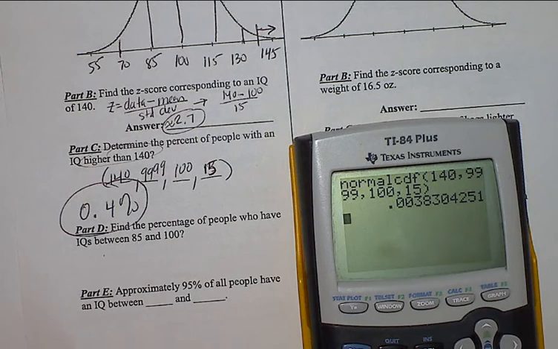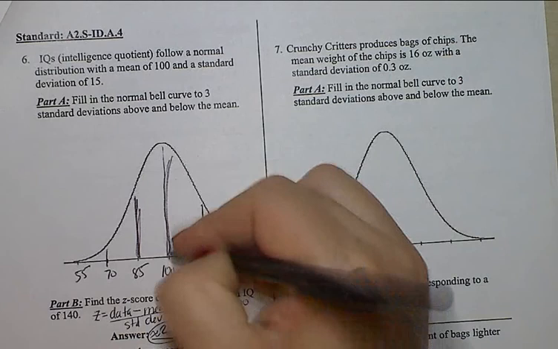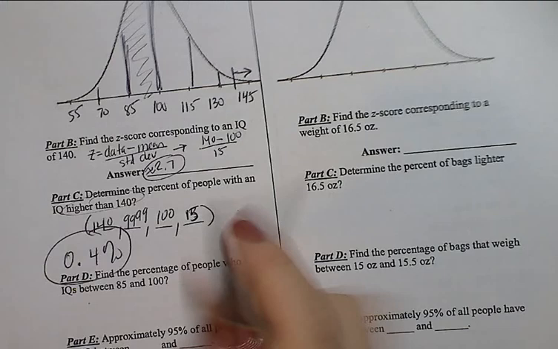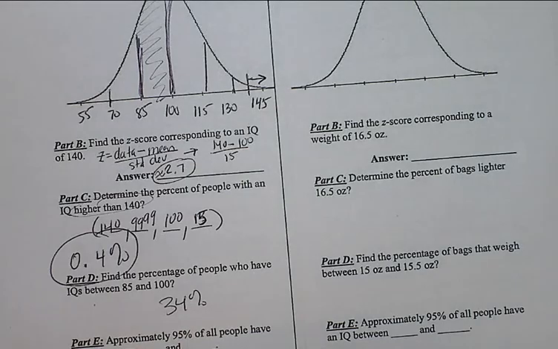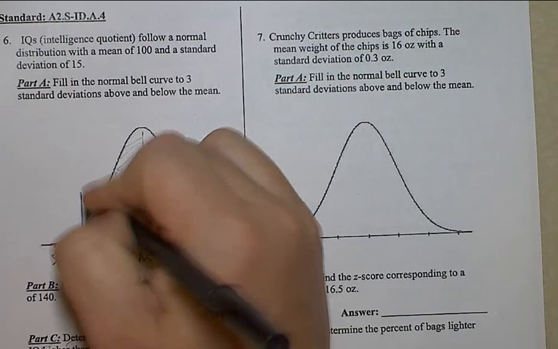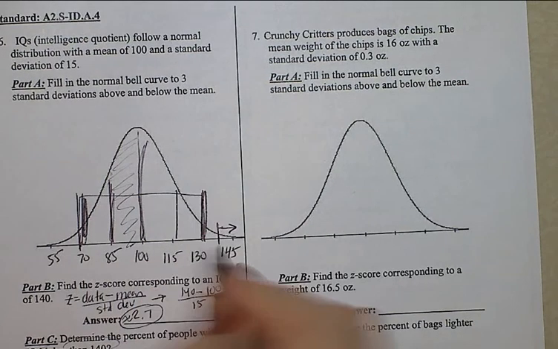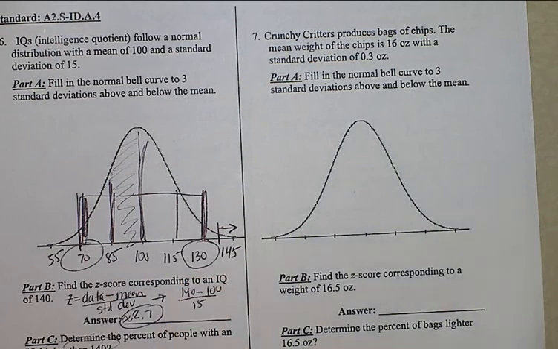Find the percentage of people who have IQs between 85 and 100. Well, we're lucky because 85 and 100 are the columns. What number is in here? 34. Approximately 95% of all people, remember the middle 95 percentile, is 2 above and 2 below the mean. So what numbers are associated with 2 above and 2 below? 70, 130.